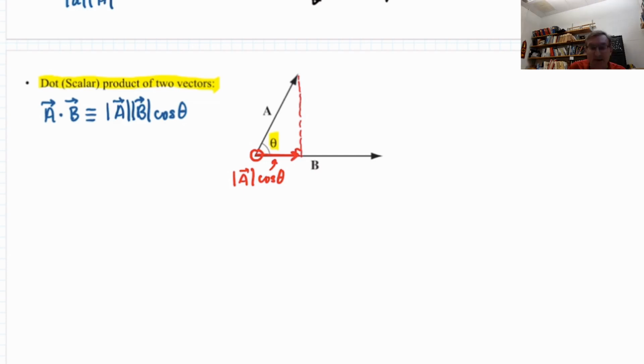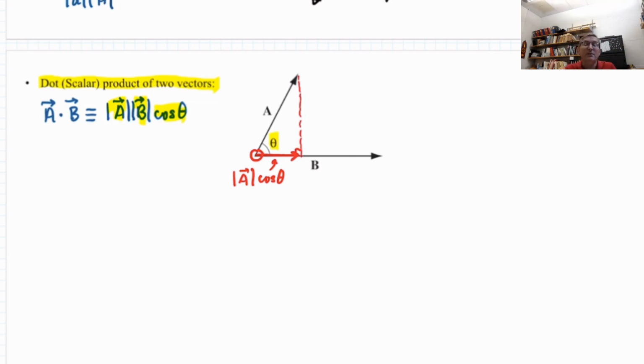So what the dot product is for these two is the projection of one vector along the direction of the other, such as the projection of A along the direction of B, that's this part here, times the magnitude of B. You're taking the projection of one vector along the direction of the other times the magnitude of the other.